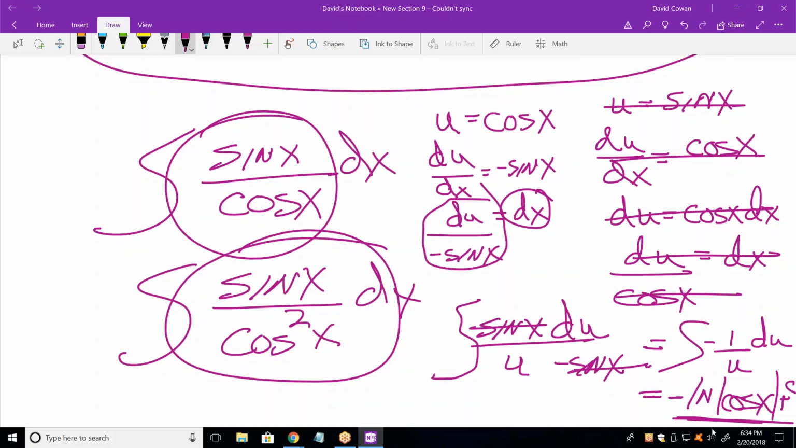The key, when you're trying to figure out what to make u, you know that whatever you make u, the derivative ends up in the denominator. So if I let the bottom be u, well, the derivative of cosine is sine, and I want it in the denominator, so it'll cancel out that sine of x. Whereas if I let u be in the numerator, the derivative ends up in the denominator. I don't want it down there. I want to be able to take out the thing that I'm not letting u be.